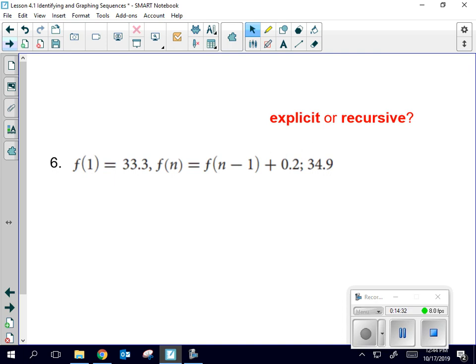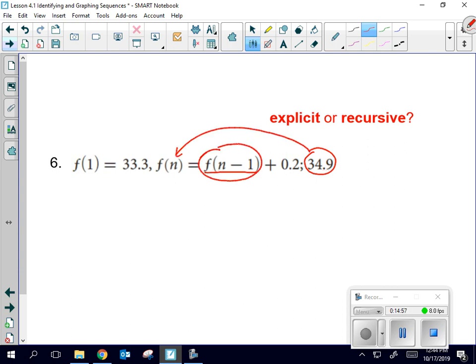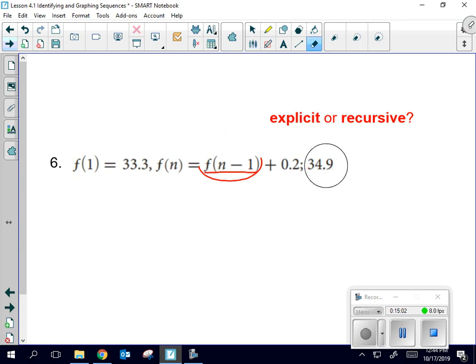Same thing for this one. I want to find the position of this term. But this time it is a recursive rule, so we can't do anything unless we know the previous term. You can't just plug this in for f of n because this can't be touched. You can't take the n out of that. It doesn't work. So what do we know? Well, we know the first term.